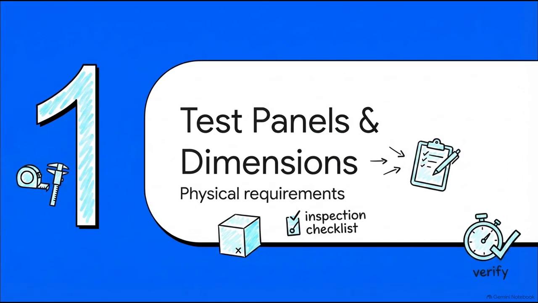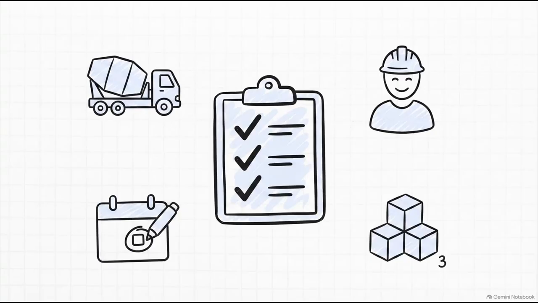Okay, let's dive right into Section 1, Test Panels and Dimensions. This is where your daily verification actually begins. So how often do you actually need to shoot a test panel under ACI 506.2? Well, you have a very specific checklist. You're going to need a panel for each mix design, each nozzle man, and each workday. There's also a volume trigger to watch out for, which is one panel for every 50 cubic yards placed.